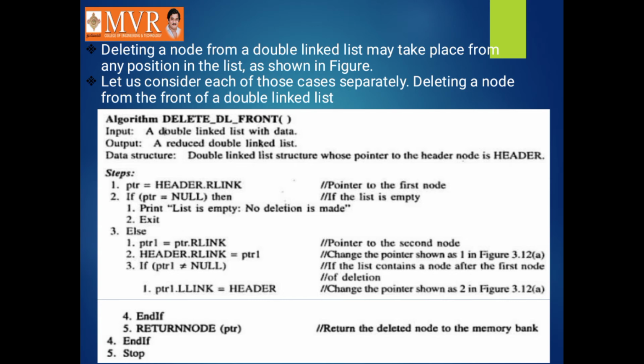So, header dot rlink is equal to ptr, which means first we start from the header node. We take the right link address from the header node. Since we have to move from the beginning to the end of the list, we can traverse using the right link. So first we start from the right link of the header node and then move forward.